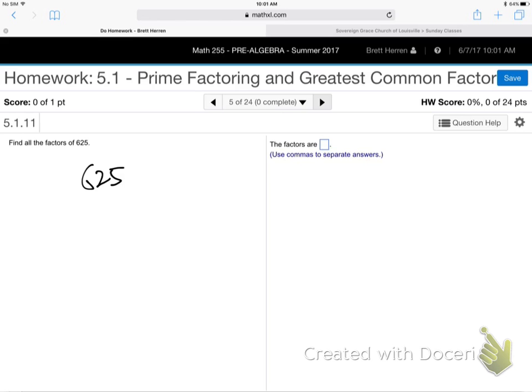5. Good, because it ends with a 5. So divide by 5. You use your calculator, you get 125. So right away you go, oh, I can break that 625 down into 5 times 125. Does that make sense? 625, I just divided it by 5.